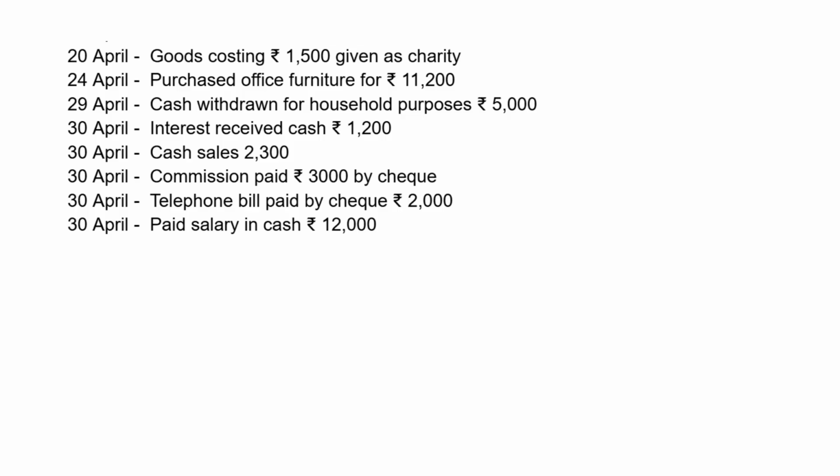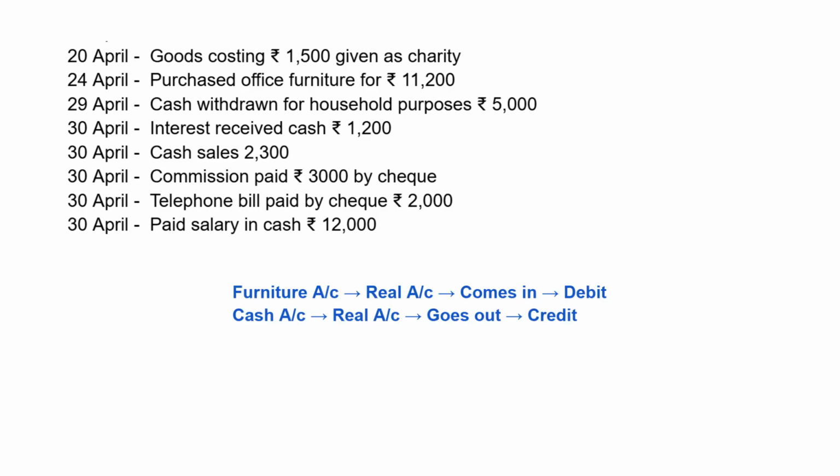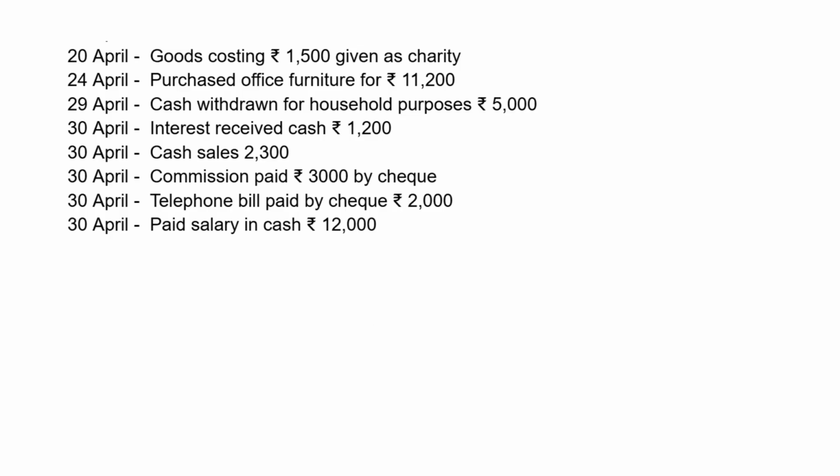24th April, purchased office furniture for cash 11,200. Here the two accounts affected are furniture account and cash account. Furniture account is real account and furniture comes in the business, so it is debited. And cash account is also real account and cash goes out of the business, so it is credited. Let's see how we'll record it.